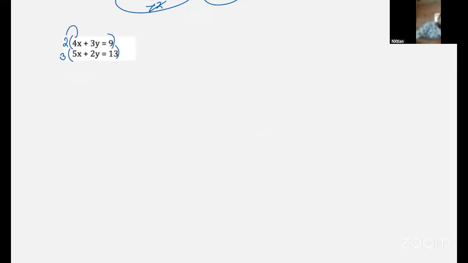Okay, now this 2 will multiply with each term. It's going to look like this: 8x plus 6y is equal to 18. Then the second equation, 15x plus 6y equals 39. Very good.